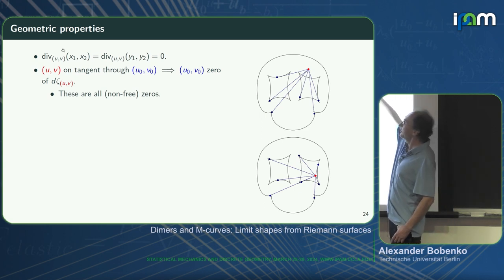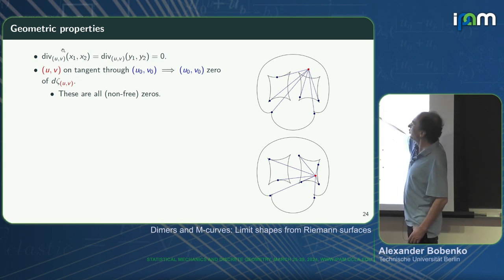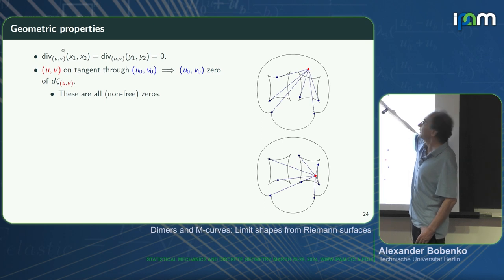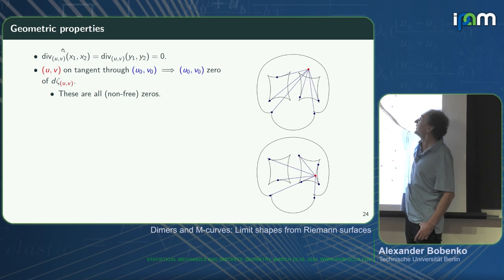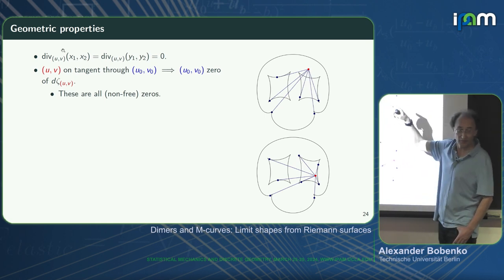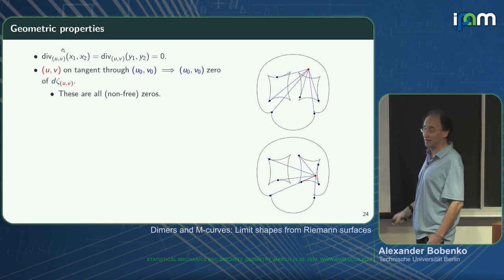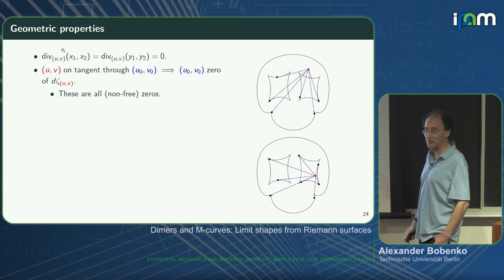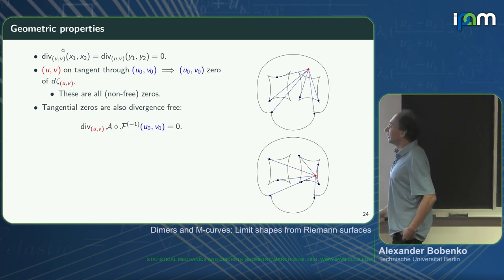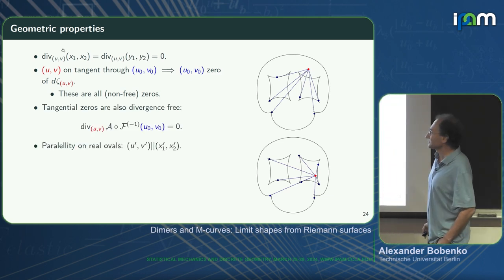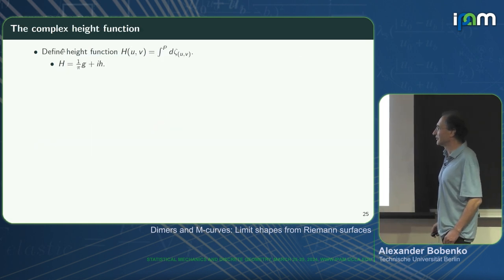I take a point here in this liquid zone. Then I consider the points on these arctic curves such that the corresponding straight line is tangent at these points. And these points are exactly the zeros of this differential d zeta. So this gives us a nice geometric interpretation for the zeros, and it allows us to control a little bit how many and where and how. Okay. And then also you can prove parallelism on real ovals.